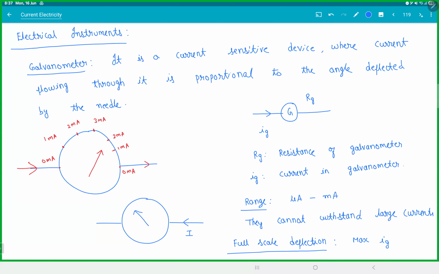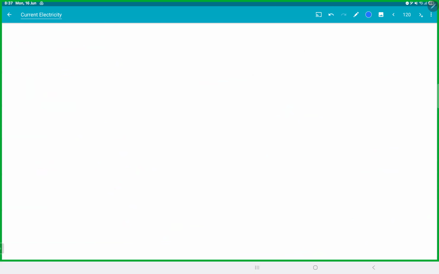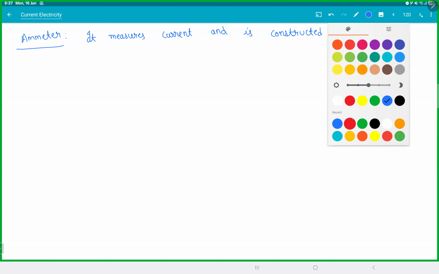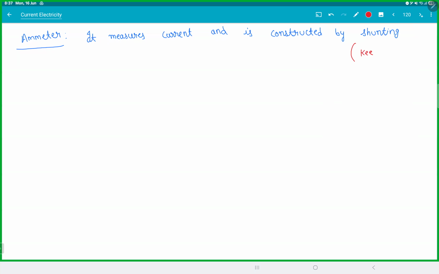Next page, going ahead. So the first device we have is an ammeter. So ammeter, it measures current. And is constructed by shunting. So shunting meaning keeping in parallel. So that is a technical word for it.